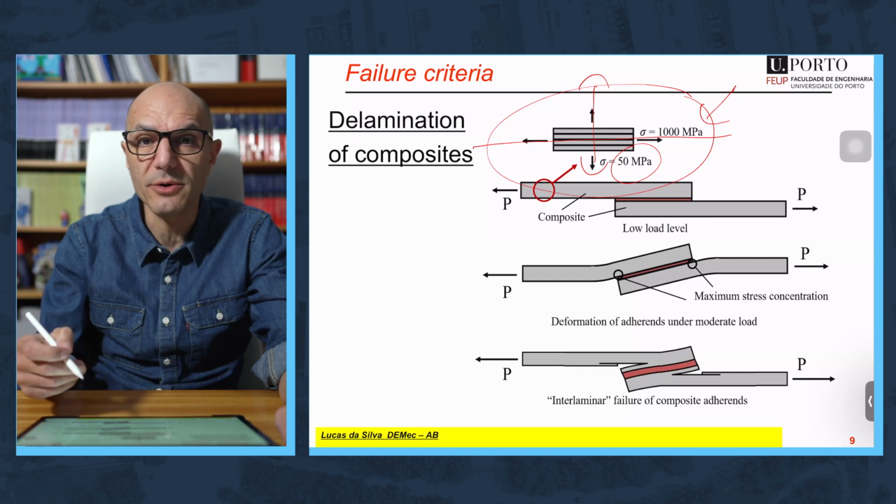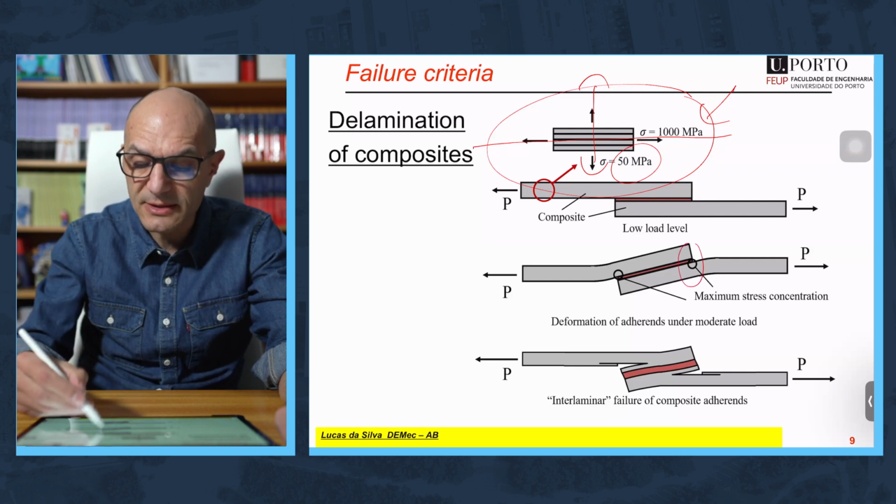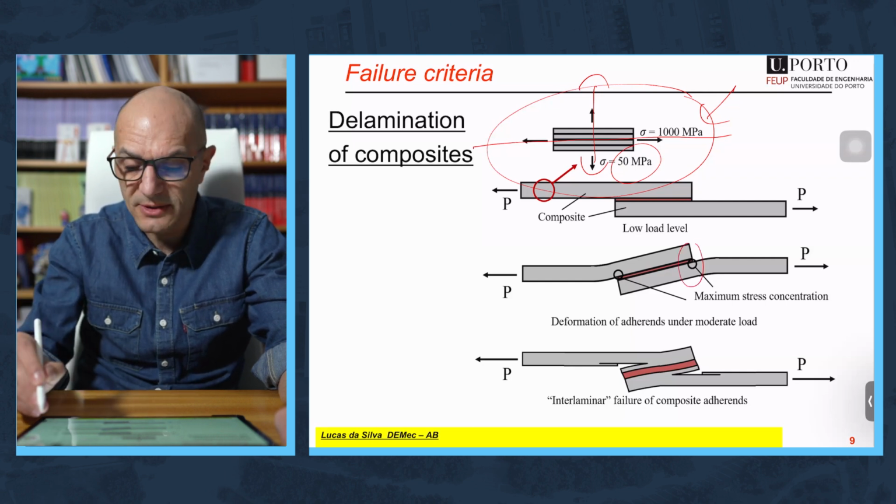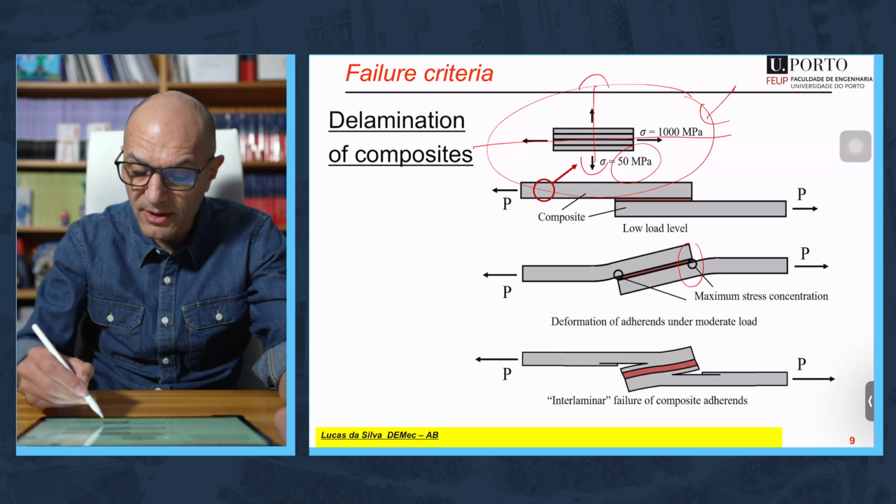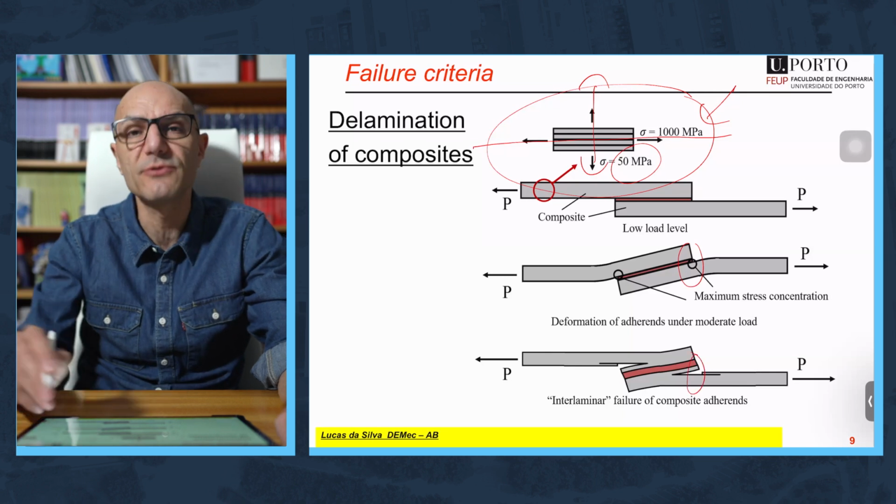And when you load the joint, you know that you have peel stresses in the adhesive as well as in the composite. And these peel stresses might be enough to cause delamination of the composite.